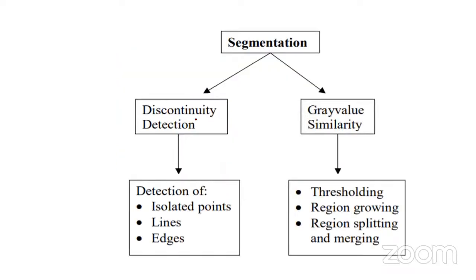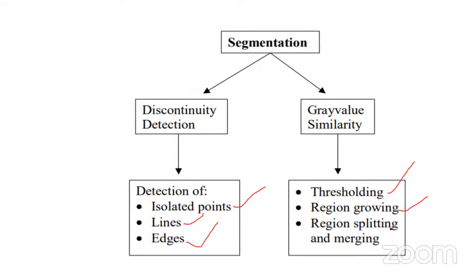And we have various segmentation approaches: discontinuity detection, gray level similarity, and isolated point detection. When you have an image, we go for isolated point detection, line detection, or edge detection. And for gray level similarity, based on the similarity of each region, we can apply either a thresholding technique or region growing. We have to fix some seed value and go for a seed growing criterion, that is called region growing.